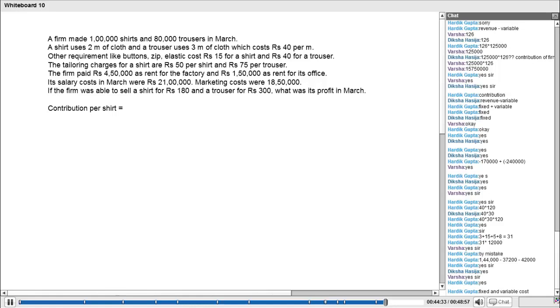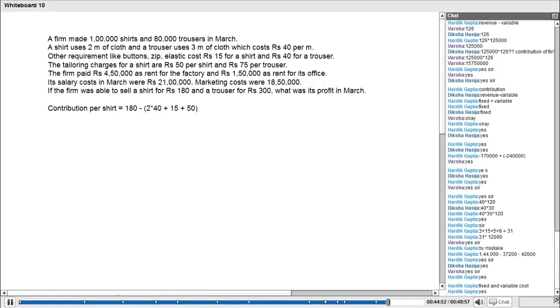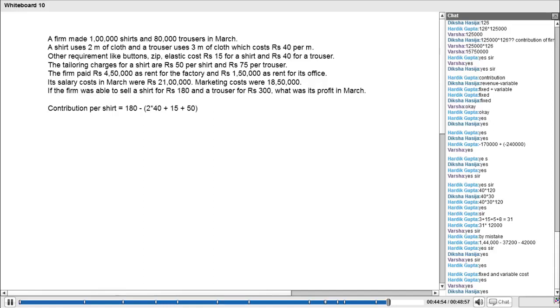What is its selling price? 180 minus all its variable costs. So it needs 2 meters of cloth and cloth costs 40 rupees. Buttons, zips and elastic cost 15 rupees for a shirt, and tailoring charges are 50. Is that clear? Are you all following me here? Okay. So this is how much? 80, 130, 145. So contribution per shirt is 35. Is that clear?